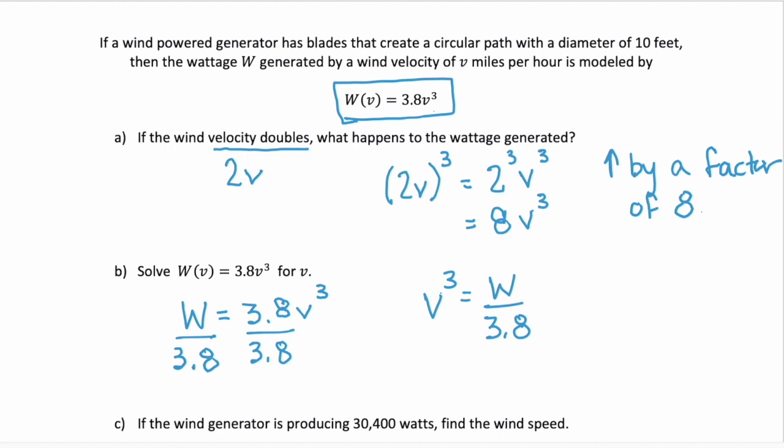And we need to solve for just V, not V cubed. When you have a variable being cubed, the opposite operation is to take the cube root. So we're going to take the cube root of both sides, which will leave us with V. And then on the right, it's the cube root of W over 3.8. And that's as simplified as we need to get.